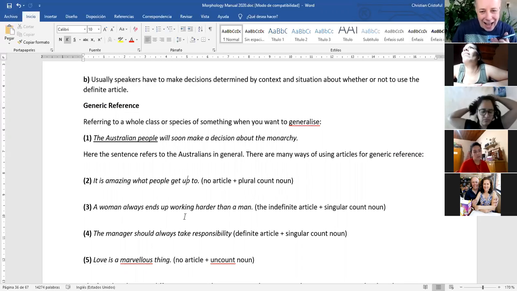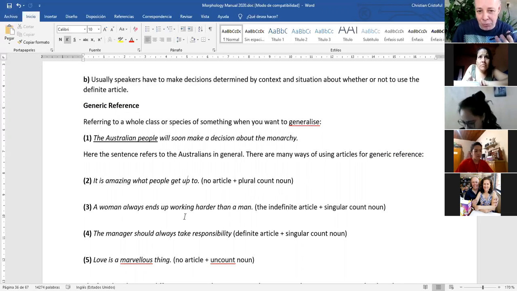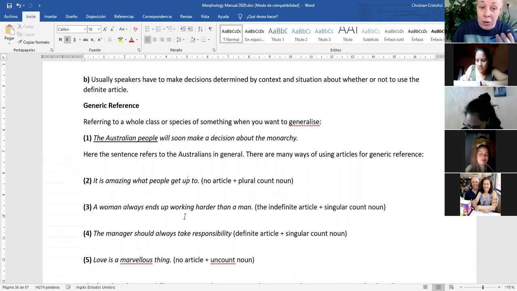And a plural count noun is what we call in Spanish a collective noun. Sustantivo colectivo. So, jauría son muchos perros juntos. Manada, son muchas ovejas juntas. Gente son muchas personas juntas. So people is a collective noun. So it's a plural count noun.